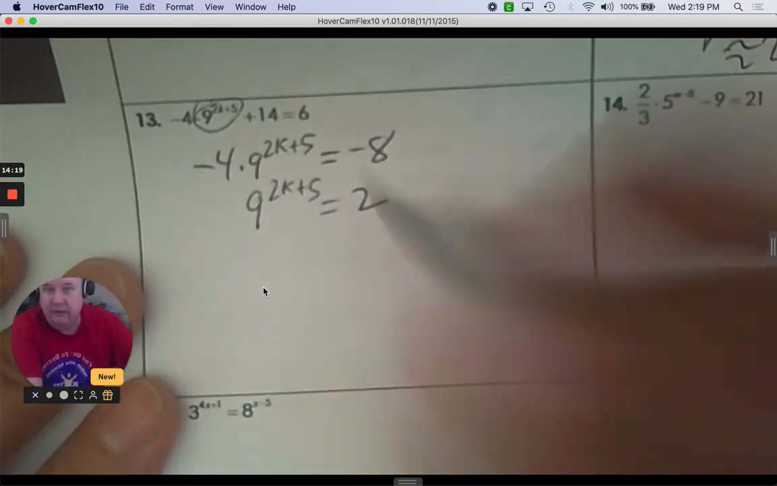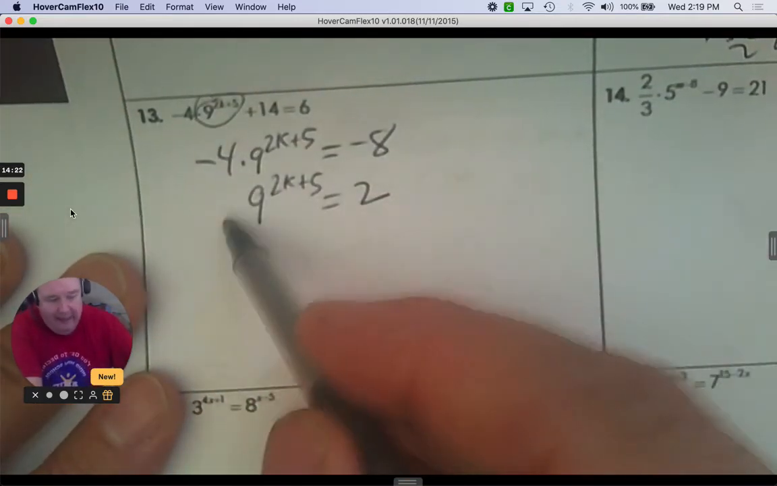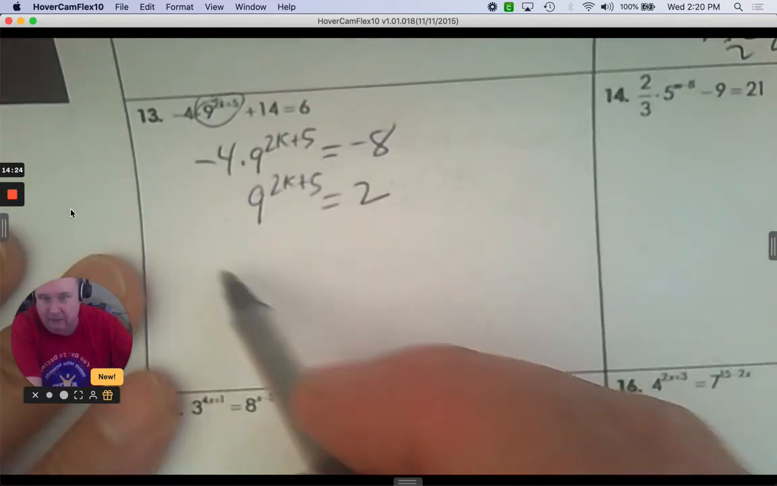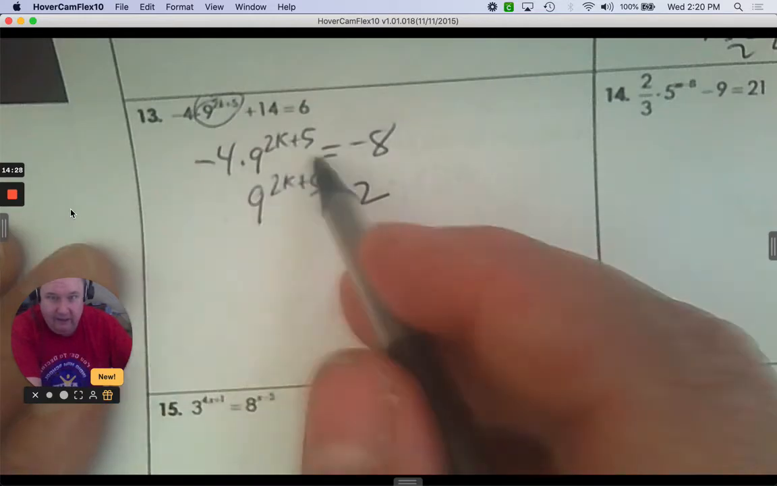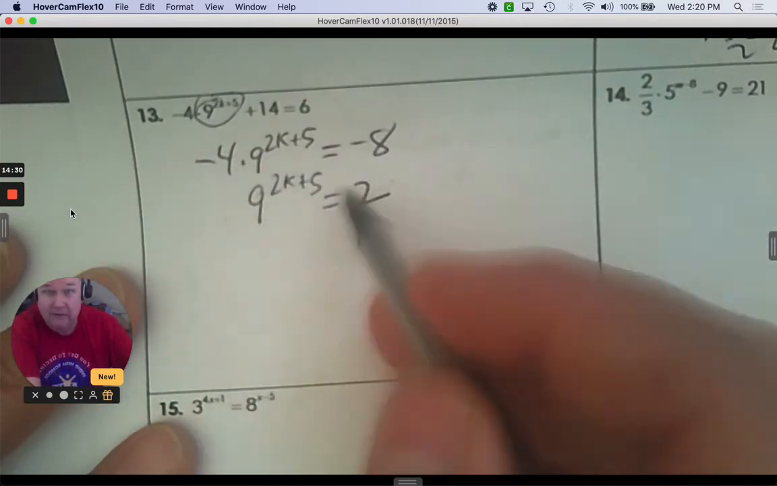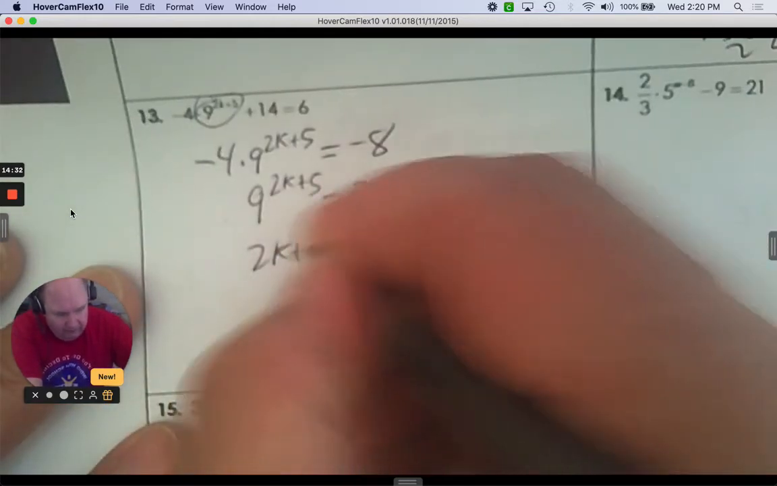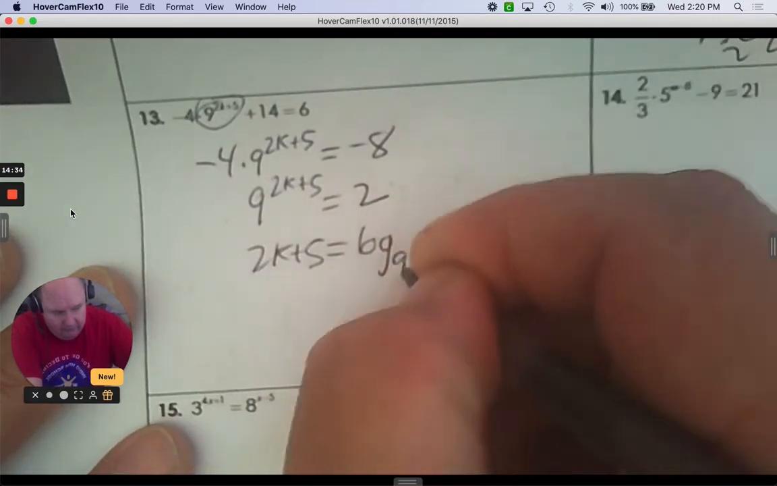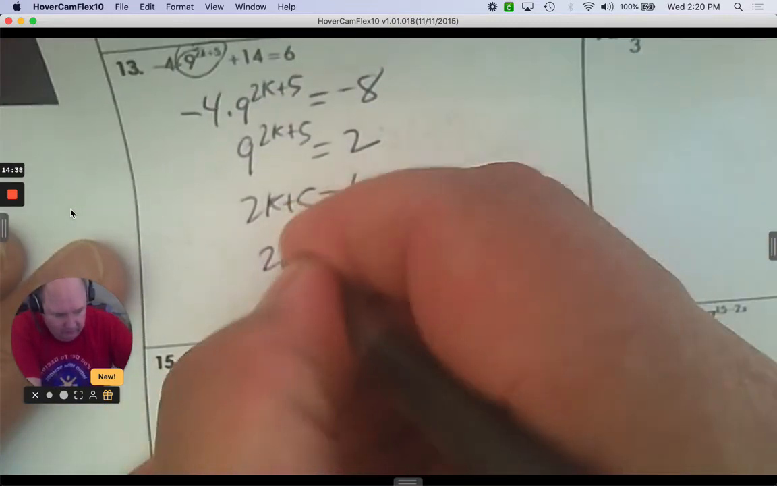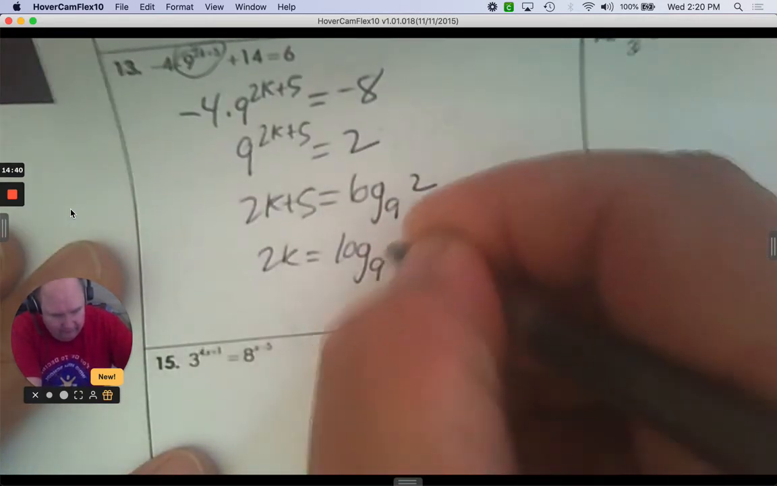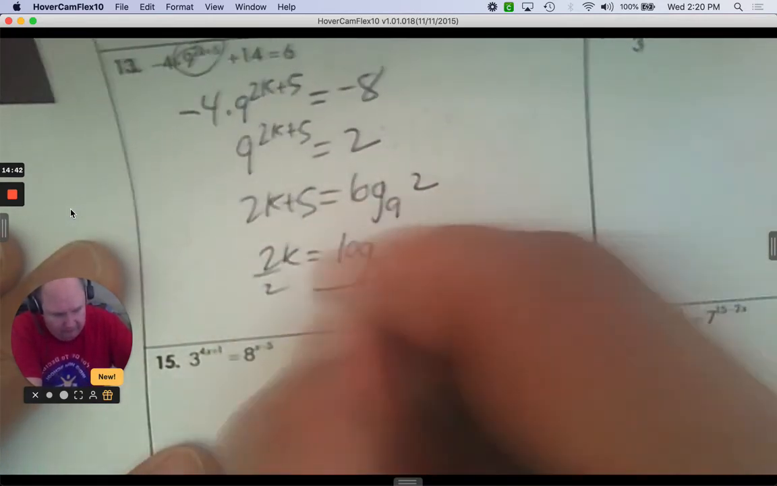Now it's important, if you divide and you end up with an exponential equaling a negative number, no way. Cross it out, no solution. But this is good. A negative divided by negative is positive. Write this as a logarithm. The logarithm has a base of 9 and 2. To get k by itself, we're going to subtract 5, and then we're going to divide everything by 2.